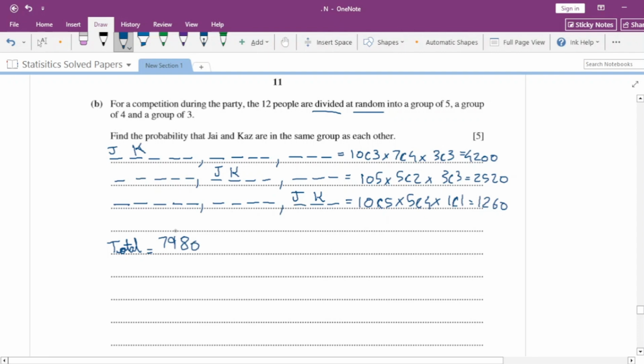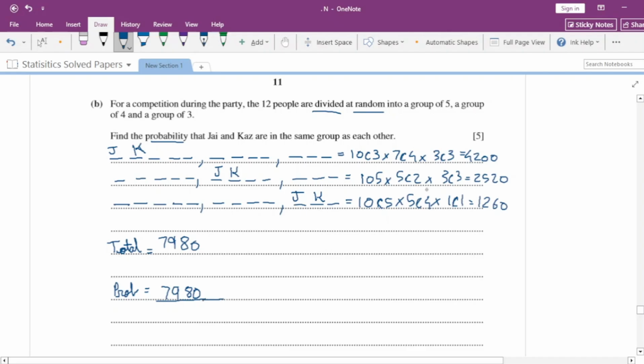Now, most students forget the part that this is not just a selection question, it's a probability question. You have to calculate the probability as well. The probability which we are working for, that would be 7980 over the total cases. Now, what are the total cases over here? Total cases are basically the unrestricted cases. Suppose you have no restrictions, no nothing. So how would you calculate the total cases?